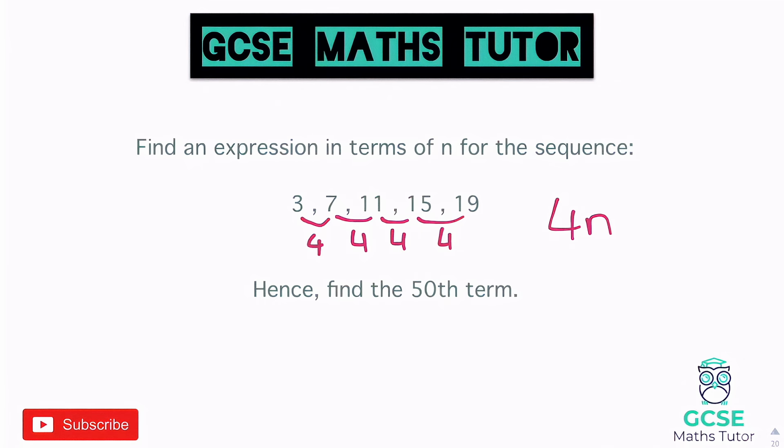Now this is obviously not the 4 times table though, is it? Because the 4 times table, if I write it above, is 4, 8, 12, 16, 20. And all of these numbers are 1 less. Look, from 4 to 3 is -1, from 8 to 7 is -1, so it's the 4 times table but it's had 1 taken away, and that is our nth term there in terms of n.